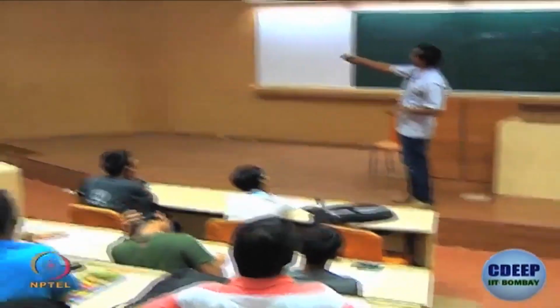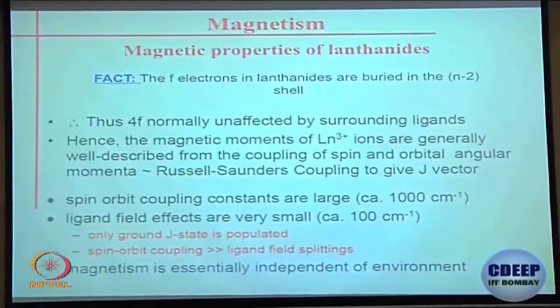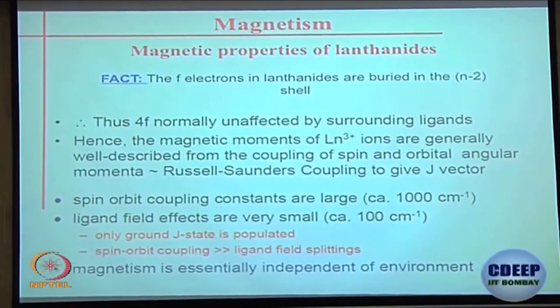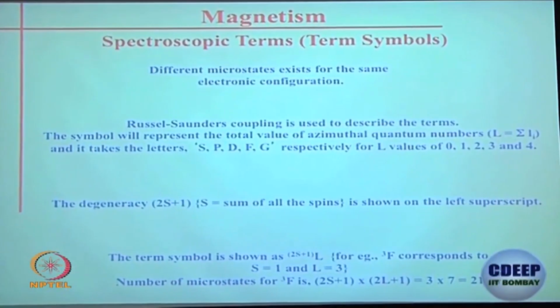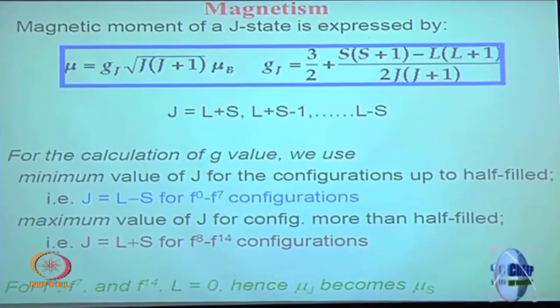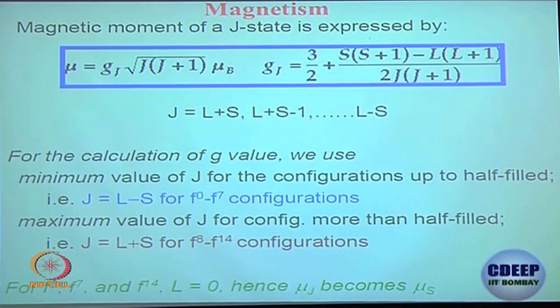Now, the fact that F electrons in lanthanides are buried in the n-2 shell means you are in for calculations. What are the calculations? Let me show you. This is the calculation. This is something I guess you have to know, if not remember. I think a lot of you know this already.